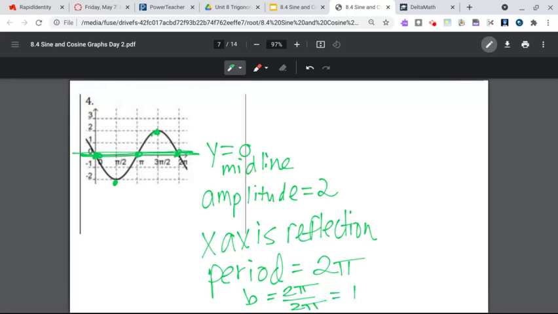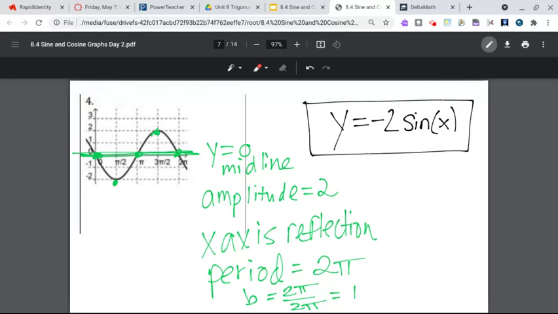Okay, so let's write the equation. Y equals, because it has that x-axis reflection, I'm not going to forget the negative this time, negative, amplitude is 2, it's a sine function, its b value was 1, so I'm just going to put an x, and then its midline equation is y equals 0, so I don't need anything at the end.